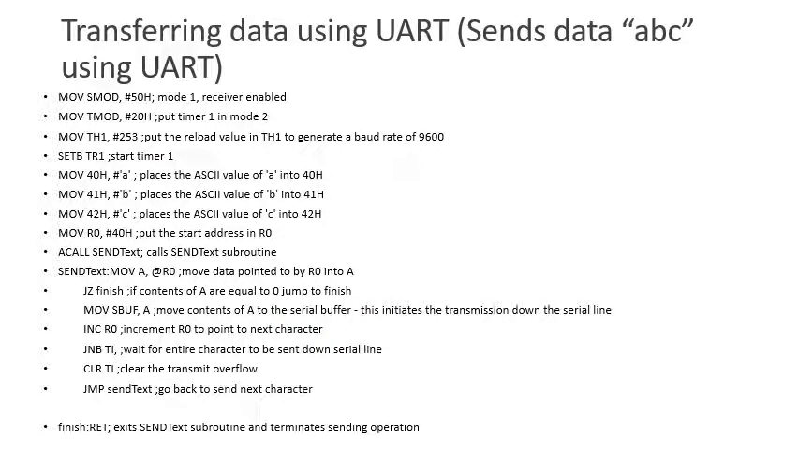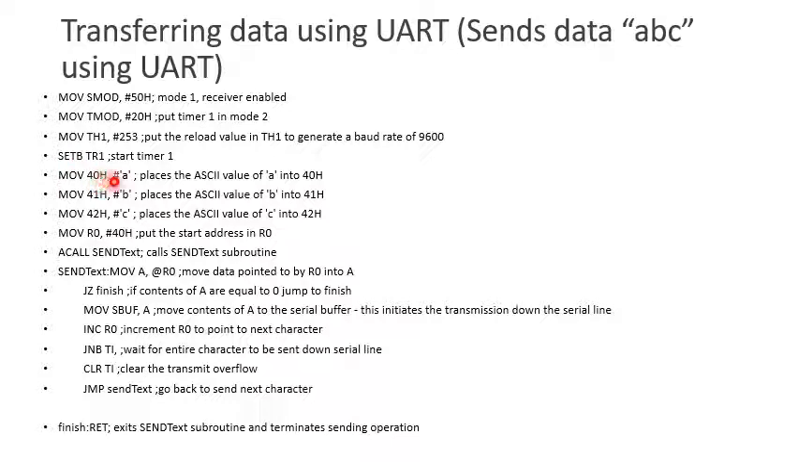Now let us transfer data using UART, sending the data ABC using UART. The first line, MOV SCON, #50H, is used to set mode 1 and receiver enable. MOV TMOD, #20H will make timer 1 operate in mode 2. MOV TH1, #253 puts the reload value in TH1 to generate a baud rate of 9600. SETB TR1 will start the timer.